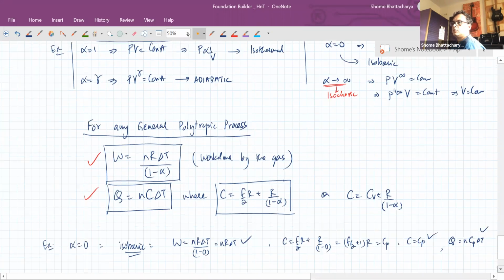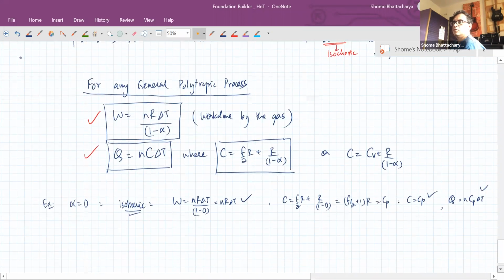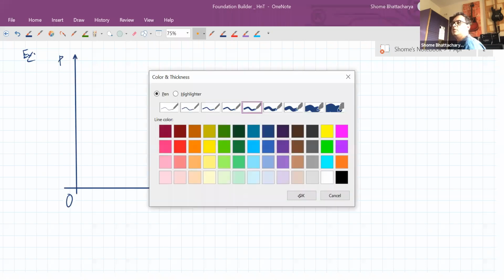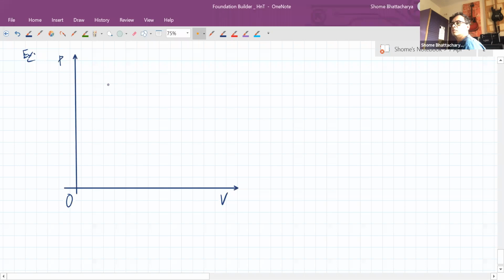Okay, so let's look at an example problem now. For example, we have a process where a gas is undergoing a polytropic expansion, which is shown by this kind of curve. So this is a curve where P is inversely proportional to square root of volume.